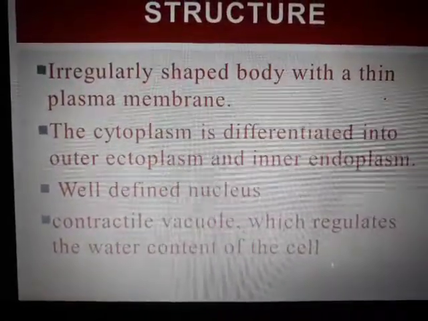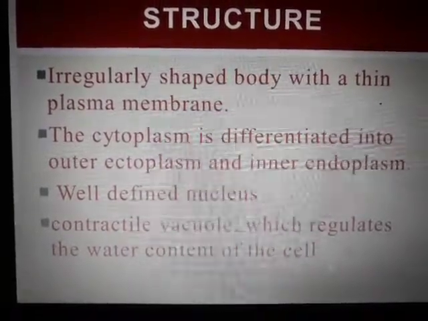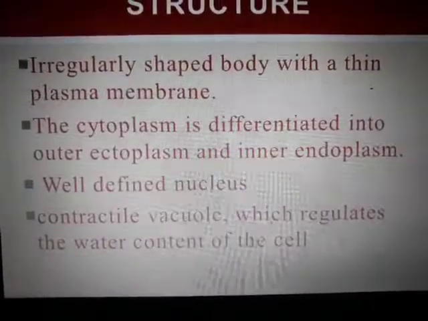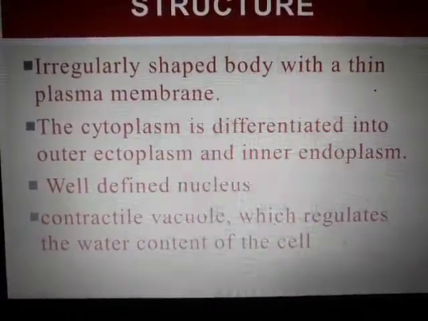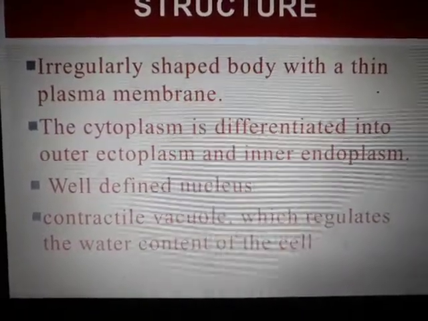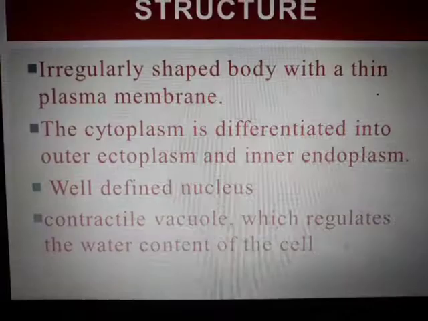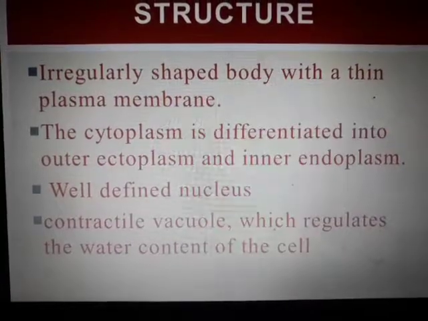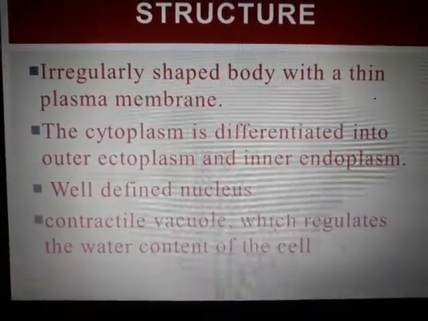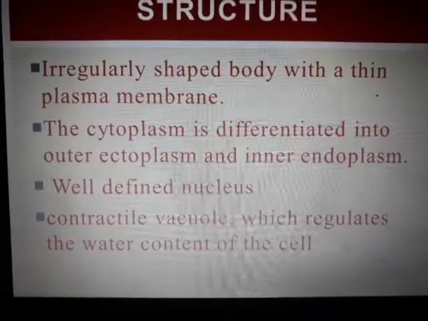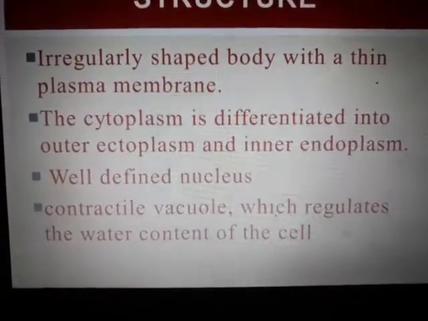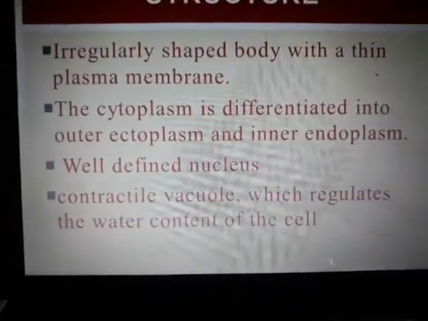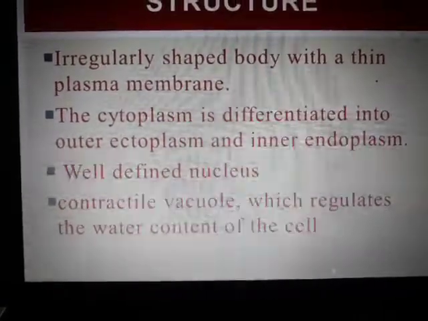We know that every cell has got a cell membrane or a plasma membrane. So here it is very thin. The cytoplasm is differentiated into two parts, outer ectoplasm and inner endoplasm. Like the outer boundary, that is called ectoplasm. There is one thin line that bifurcates the cytoplasm into outer and inner. It is just like a border between India and Pakistan or whatever. So there is a border, and the outer section is going to be the outer ectoplasm, the inner section is going to be the inner endoplasm. Next, it has got obviously a well defined nucleus. That's what I told you, the main difference between amoeba and bacteria.